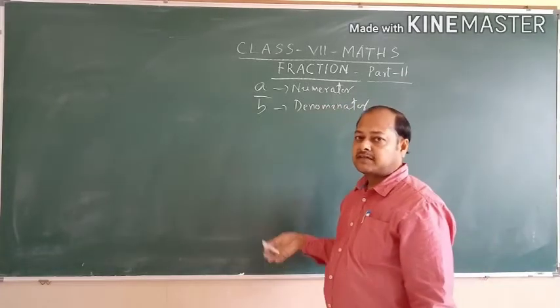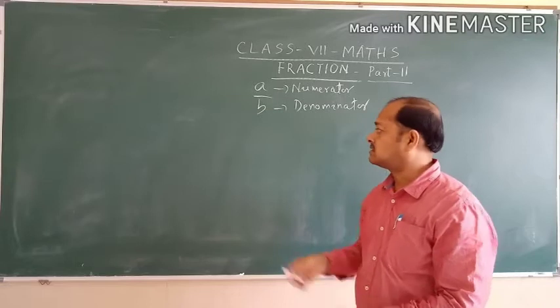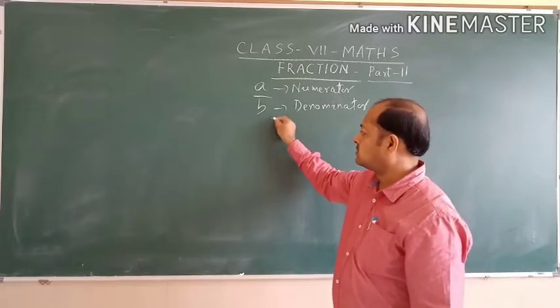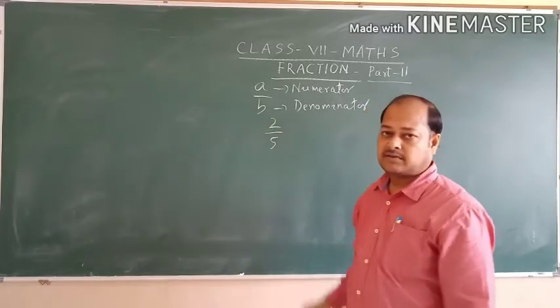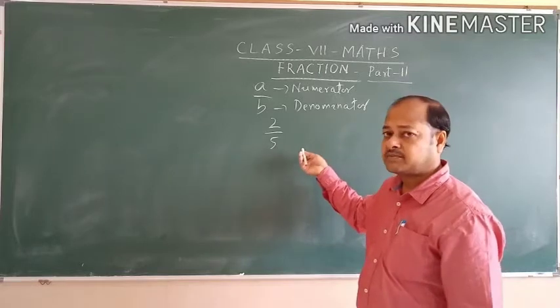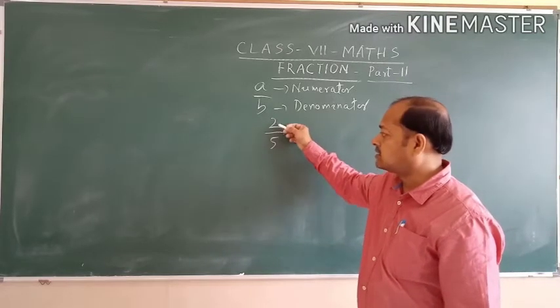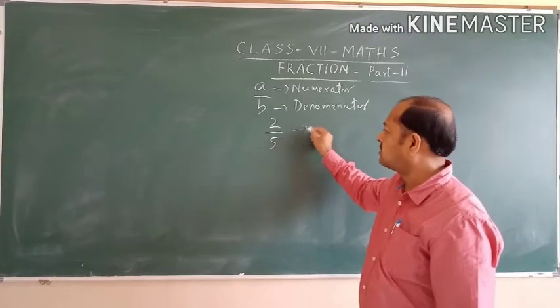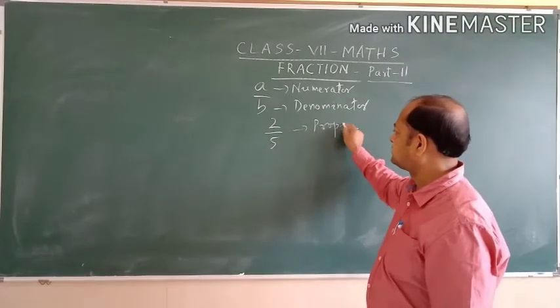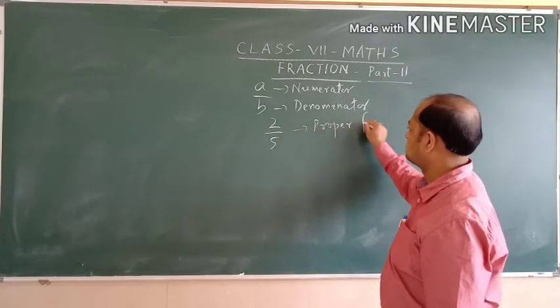Some important types of fraction I am discussing now. For example, proper fraction. Suppose 2 upon 5 is a proper fraction. Why is it proper? Because the numerator is smaller than the denominator. It is called a proper fraction.